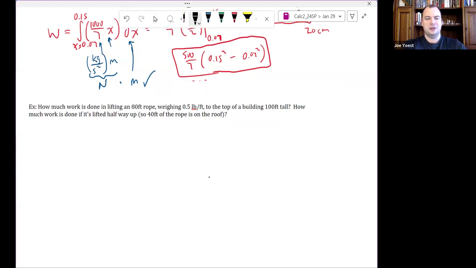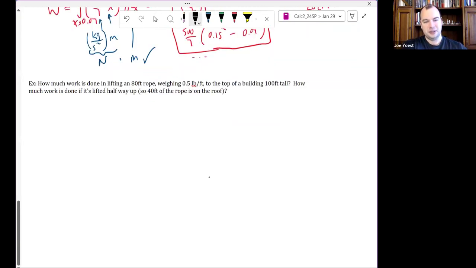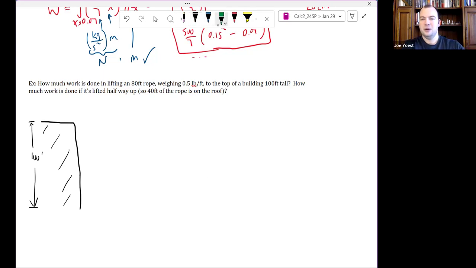To make this a little more clear about exactly what I'm talking about, suppose that we have a building over here. This building is 100 feet tall. We have a rope hanging over the building, but it's hanging like this, right? So this rope is 80 feet long. It's not like we have the rope bundled up at the bottom and we just pick the whole thing up and carry it up a bunch of stairs or something. The idea is we're standing up here and we're going to pull this rope up to the top of the building.